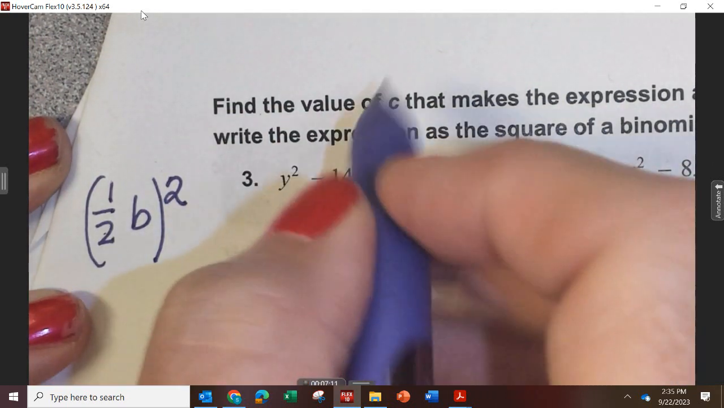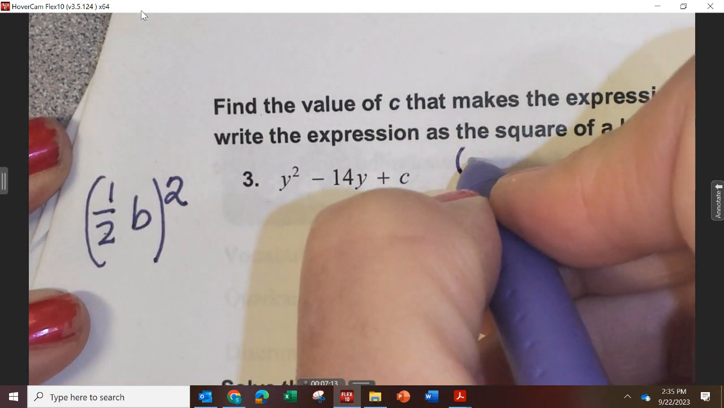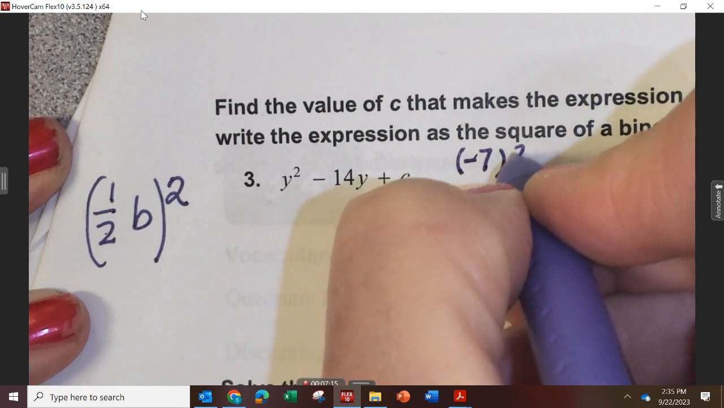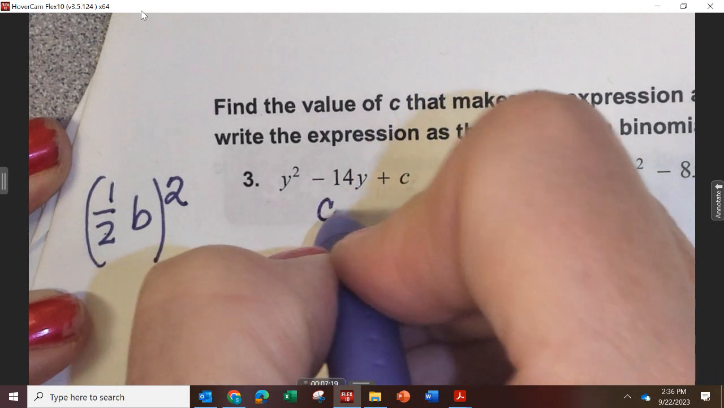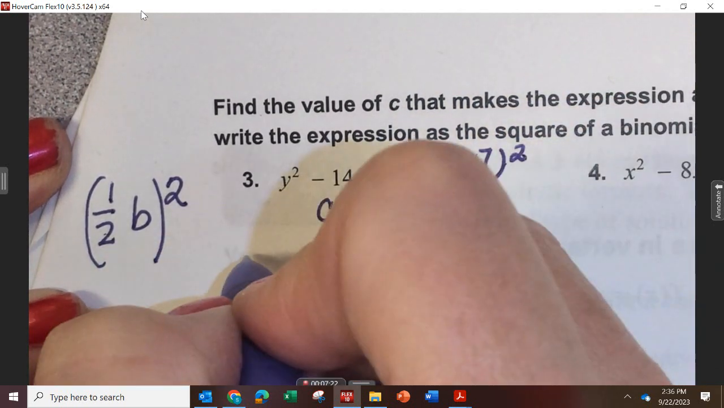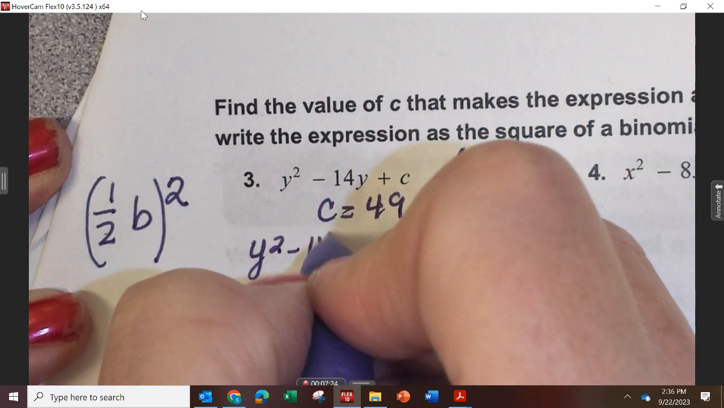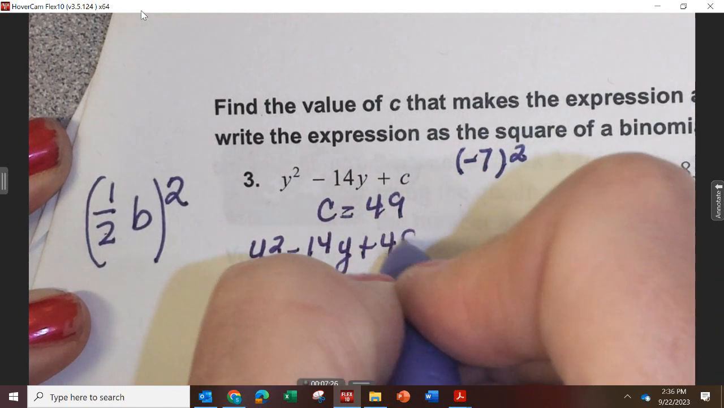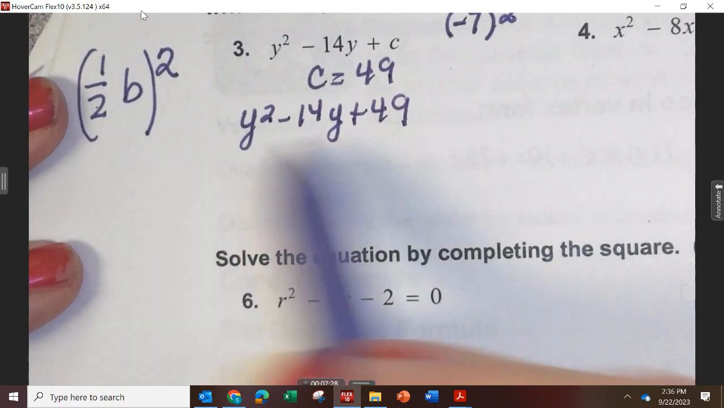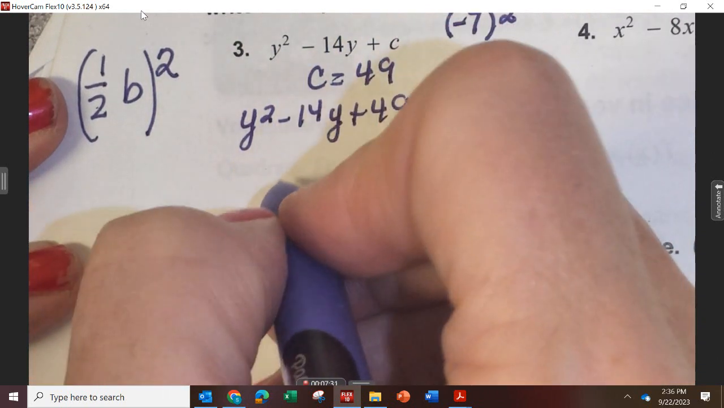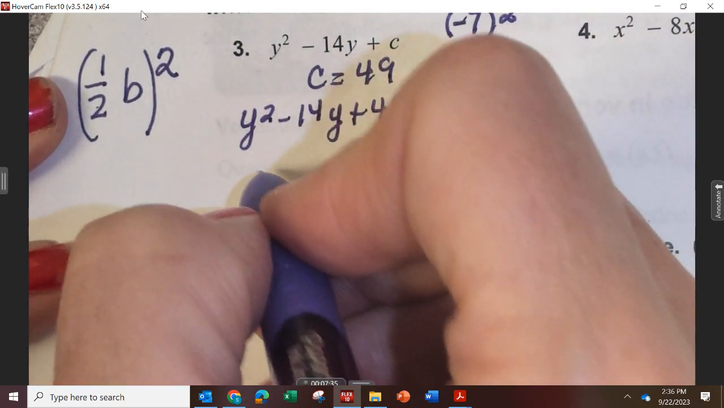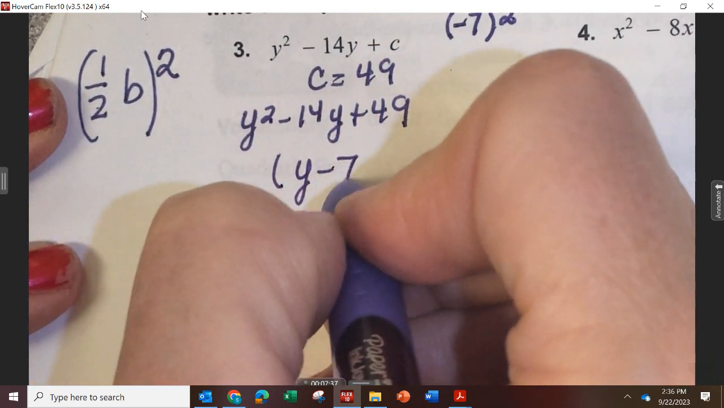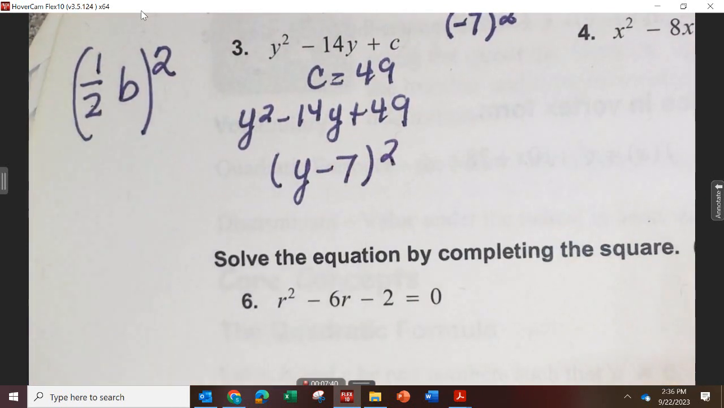So what is half of negative 14? Negative 7. What do you get if you square that? 49. So we're going to say, okay, c is 49. And so now we have y squared minus 14y plus 49. What is another way to write that in factored form? Madeline? (y minus 7) squared. Yes. Do you guys see how she got it? Okay.